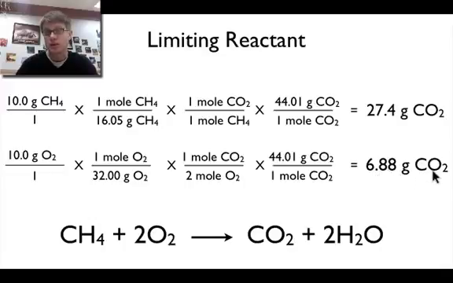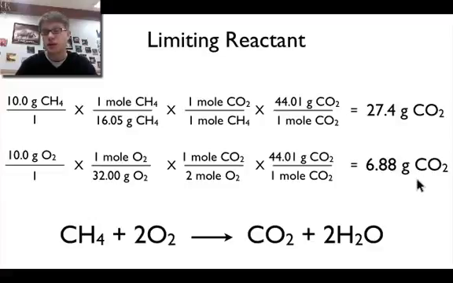And so what's the limiting reactant? Well, these equations or these conversions show me that I'm going to run out of oxygen long before I'm going to run out of methane. And so what's the limiting reactant? The limiting reactant is the amount of oxygen. In other words, 10 grams of oxygen only gets me 6.88 grams of carbon dioxide. And so that's the limiting reagent, the amount of carbon dioxide.